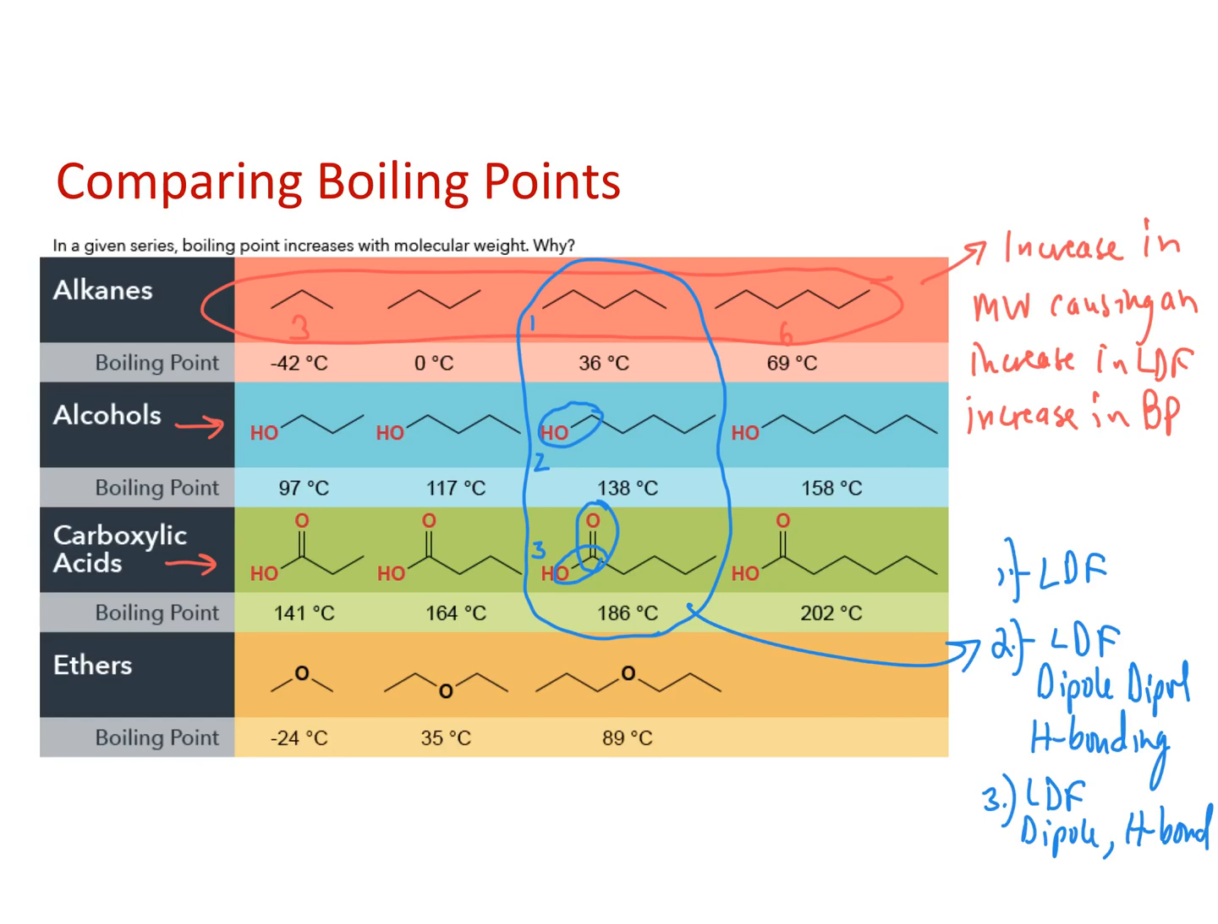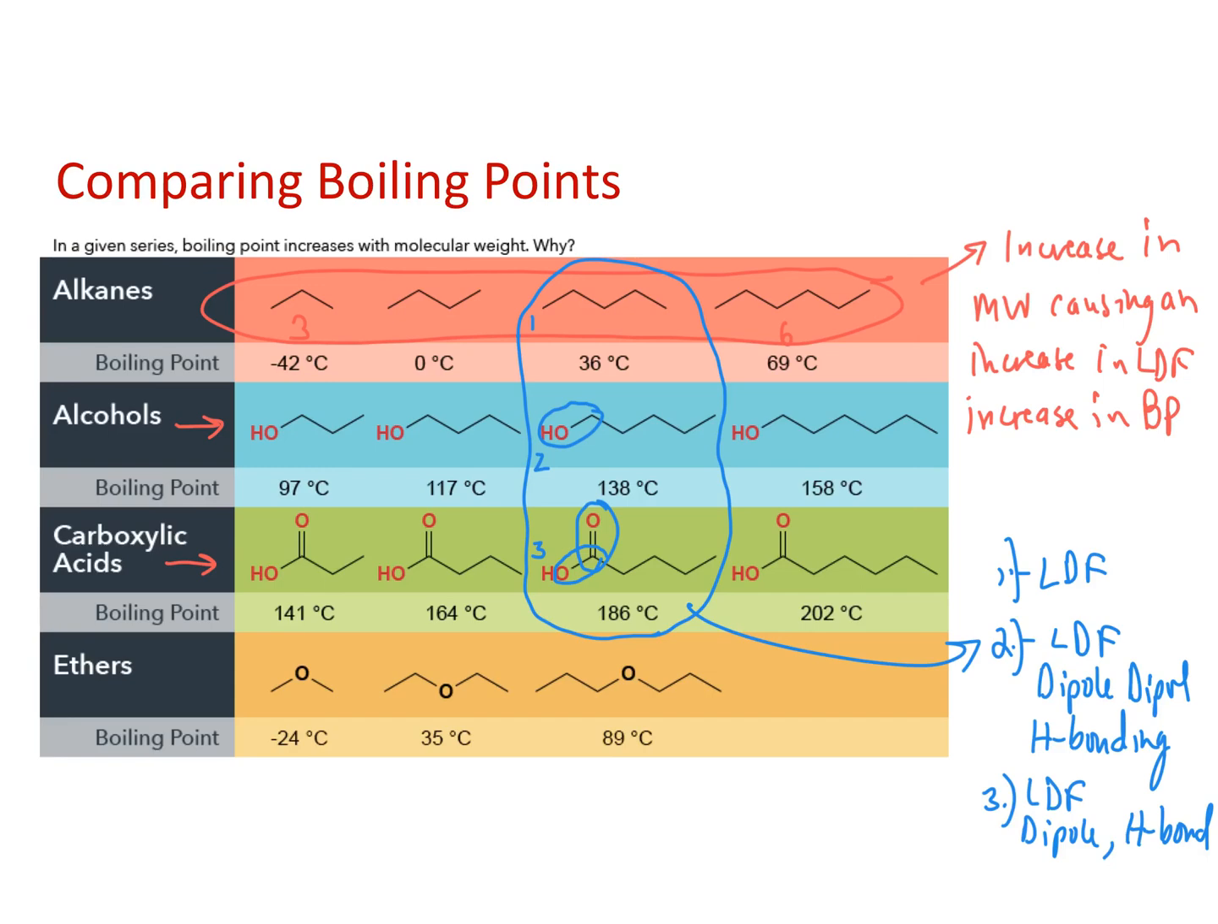So those are the 2 comparisons you'd be asked to make. If I'm asking you to explain a difference in boiling point and all the molecules have similar intermolecular forces in this first series, then you're going to explain that increase in boiling point based on increase in molecular size, increase in electron cloud density, and increase in London dispersion forces.